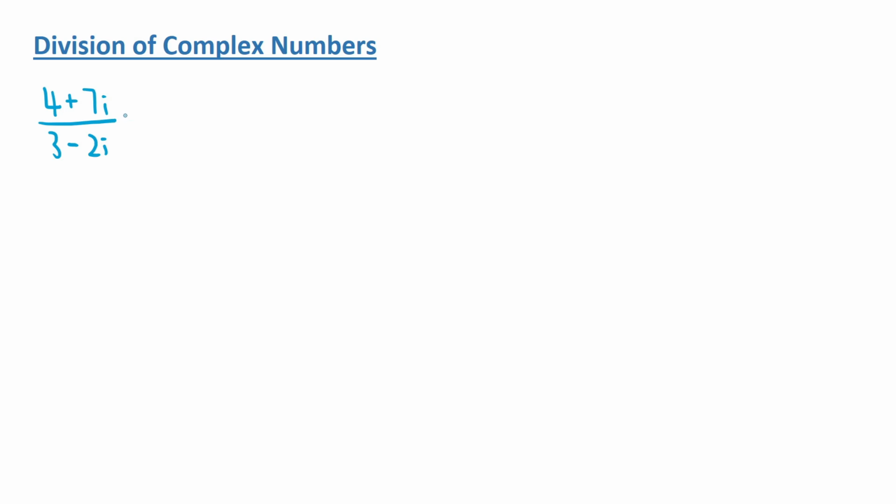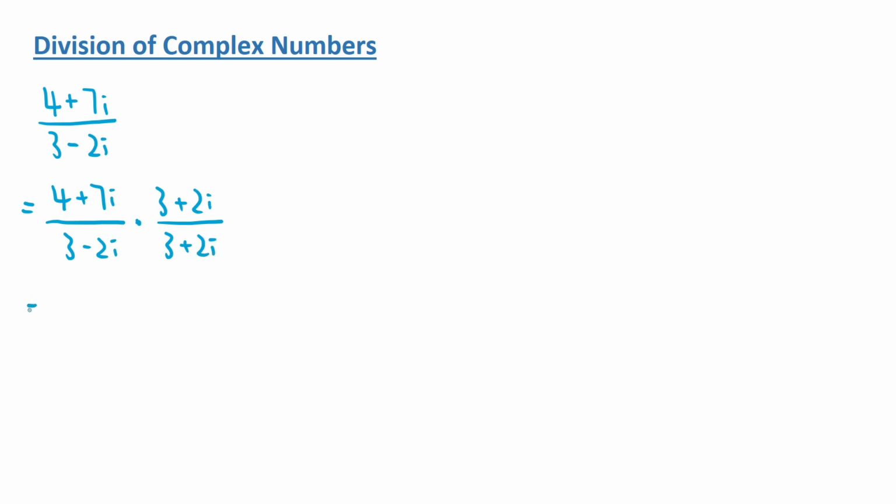Let's say we have a quotient like 4 plus 7i divided by 3 minus 2i. We would like to rewrite this in the standard form a plus bi, where a and b are both real numbers, so we need to get rid of the imaginary number in the denominator. The first thing we need to do is multiply both the numerator and denominator of the fraction by the complex conjugate of the denominator to make the denominator real. The complex conjugate of the denominator, 3 minus 2i, is 3 plus 2i, so we need to multiply both the top and bottom parts of the fraction by 3 plus 2i.